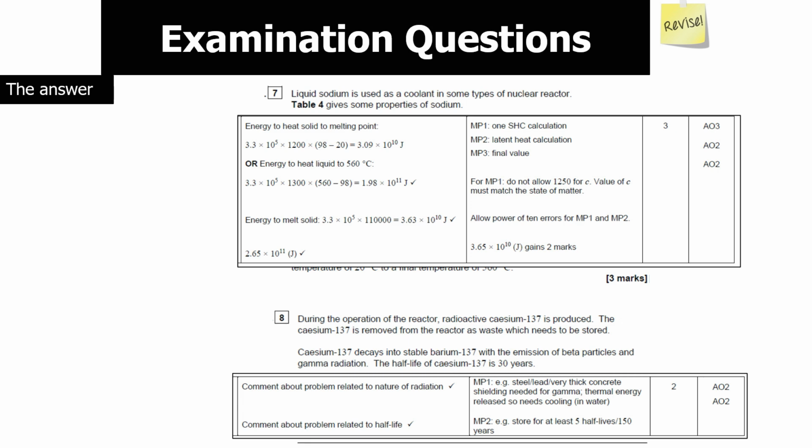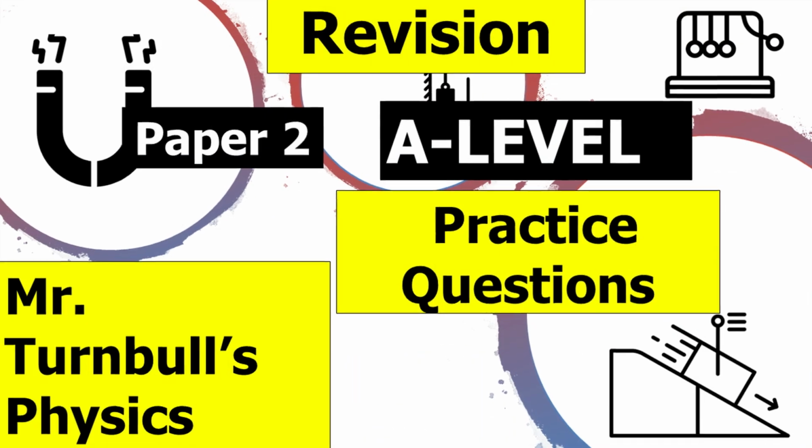The other idea is that the half-life of cesium is 30 years, so you'll need to store it for a very long time. Now the general rule in radioactivity is to store it for at least 5 half-lives, so it's down to a very small percentage of its initial value. So you'd say you'd have to store it for at least 150 years, because one half-life is 30 years.